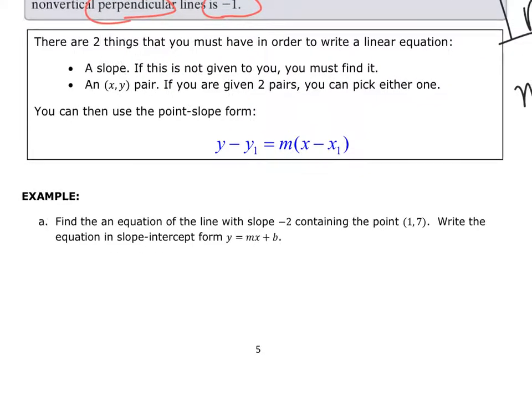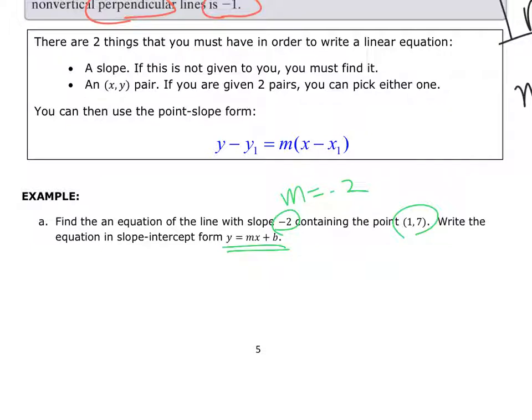So our first example, they're asking us to find an equation of a line. They want it in slope-intercept form. They give us our slope, and they give us a point. This is not the y-intercept. That's not the point. So I don't get to go quickly to the slope-intercept form. Well, we'll do it two ways.